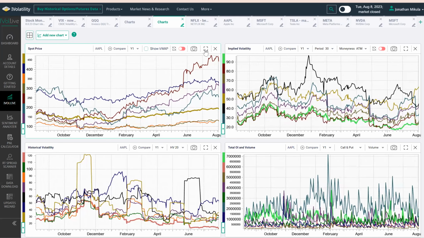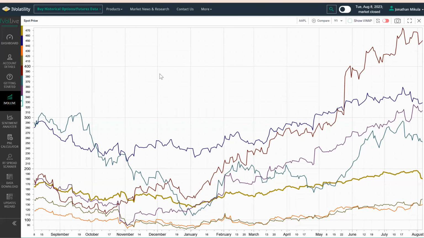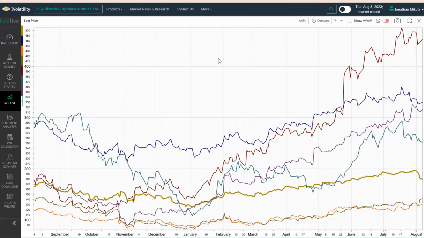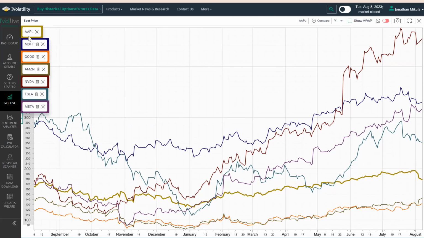So let's go ahead and expand this view for spot price. Let's start with a simple one. So this is where you would come if you wanted to look at how different stocks trade relative to one another. And the way you know what you're looking at is you just click on this color cue. So here's our legend. We have Apple in gold, Microsoft in blue, Google in orange, Amazon in olive, NVIDIA in kind of that maroon, Tesla in turquoise, and Meta in purple. And then if you put your cursor over any of these lines, it tells you what you're looking at.